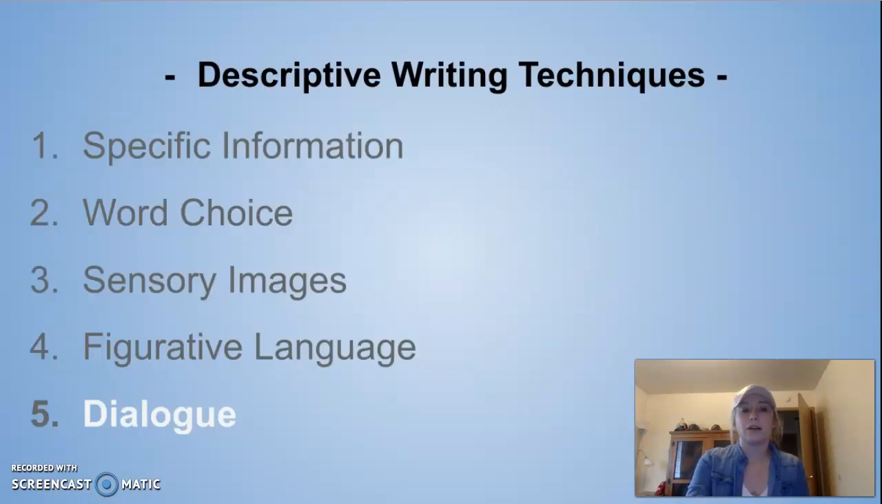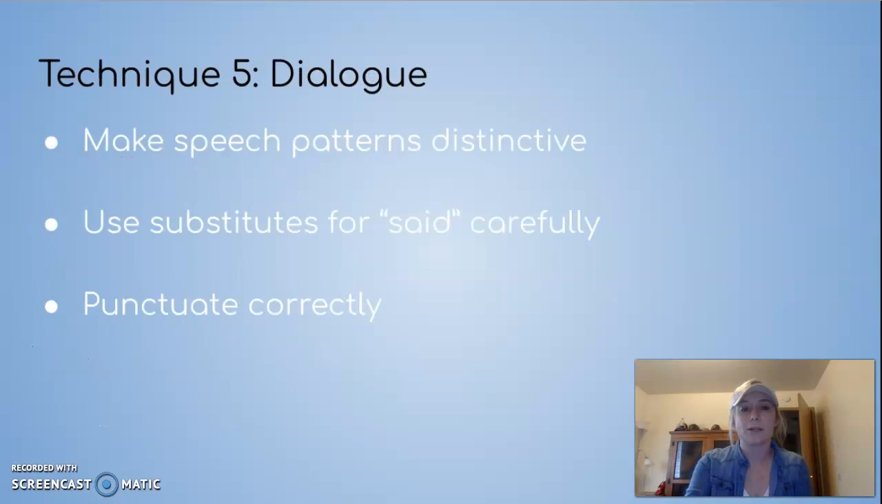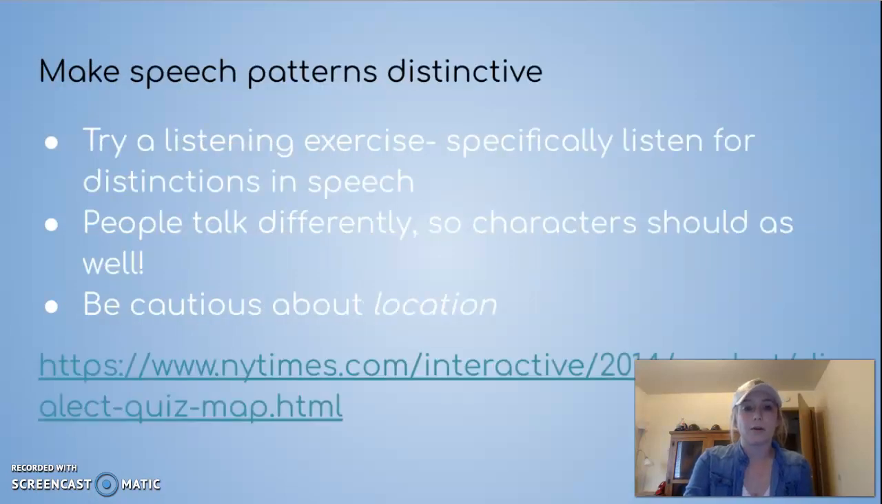So these are the 5 descriptive writing techniques mentioned in our text. 1 through 4 are covered by my peers, and I will be covering number 5, which is dialogue. Tompkins goes over these 3 subcategories when talking about descriptive writing dialogue specifically, so I'm going to be looking at each one a little bit more closely. So the first point is to make speech patterns distinctive.